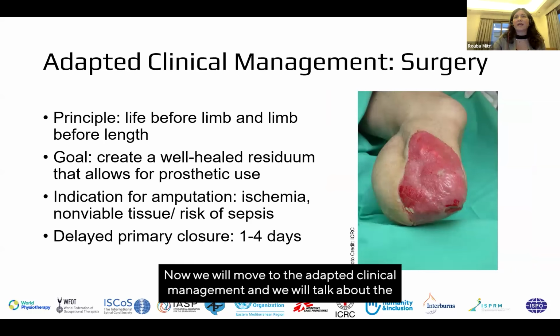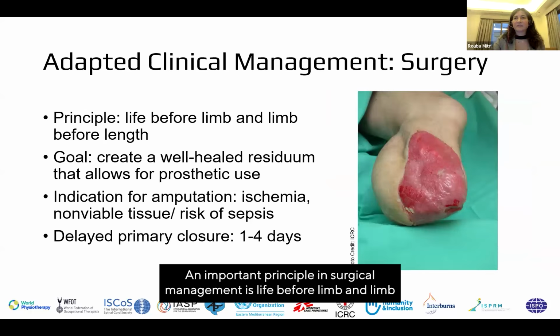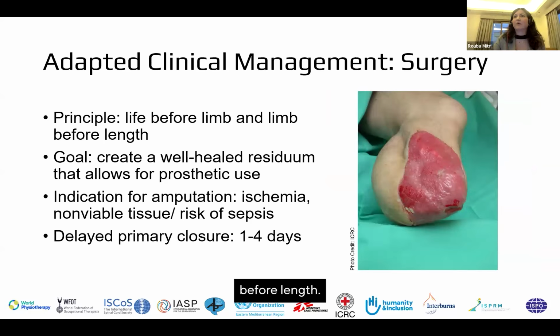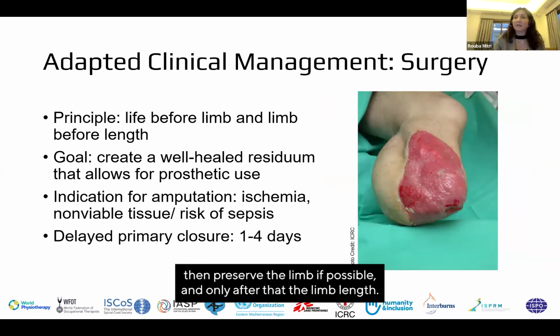Now, we will move to the adapted clinical management, and we will talk about the surgery. An important principle in surgical management is life before limb and limb before lens. What does this mean? This means the priority is to save the patient's life first, then preserve the limb if possible, and only after that, the limb plans.